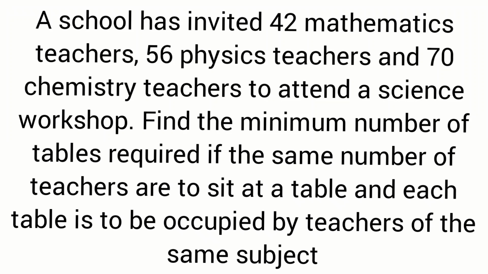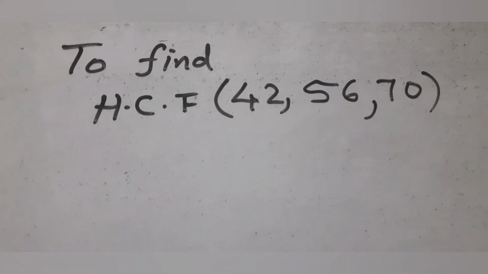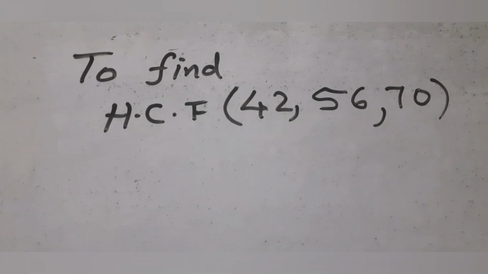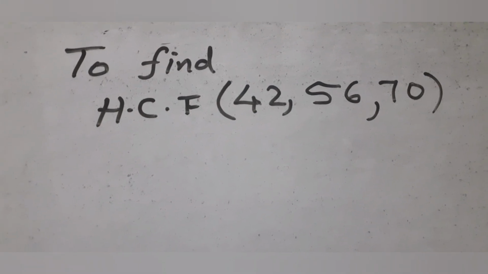We have to find the biggest number that can divide 42, 56 and 70. So we find the HCF of 42, 56 and 70. We will use prime factorization for each of the numbers.